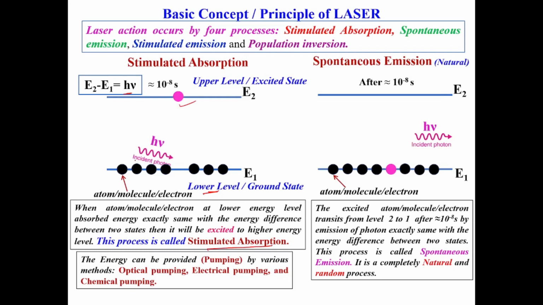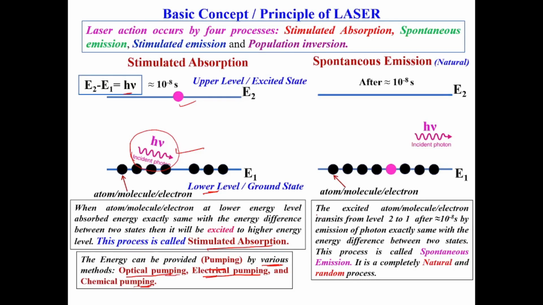And in this process, whatever energy we provide from the outside is called pumping. This pumping can be done by various methods: optical pumping, electrical pumping, and chemical pumping. Various pumping methods are used in various laser sources.